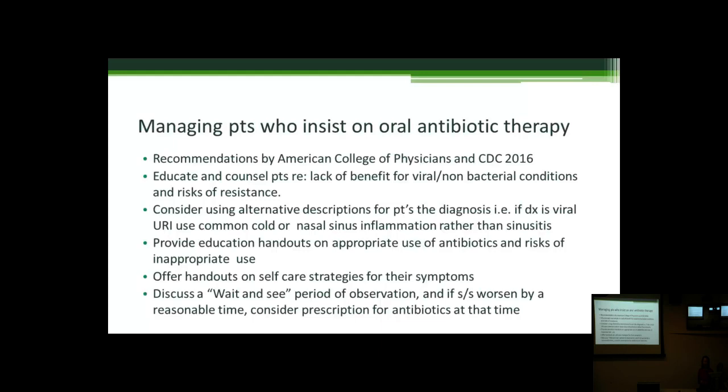So you have to explain, this is what you have, I think you have a viral condition, and you have to explain that there's no benefit in taking an antibiotic. We just do the symptomatic management that we talked about earlier today.